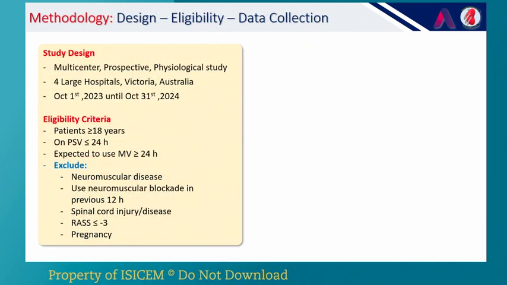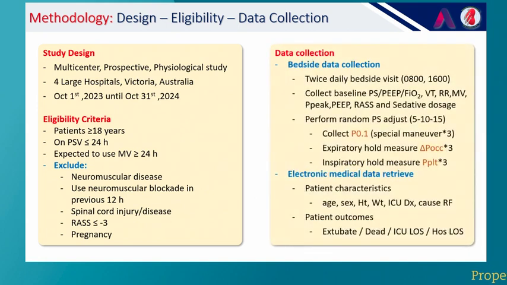This is a multi-center study. It's a physiological study in 4 large hospitals. We took patients that were on pressure support ventilation and expected to be on pressure support ventilation for more than 24 hours and excluded patients with neuromuscular disease or excessive sedation. We visited the patients twice a day. We collected information on their baseline respiratory characteristics on the ventilator. We performed pressure support measurements at 5, 10, or 15 of pressure support in random order so that we would not have the effect of time on these measurements.